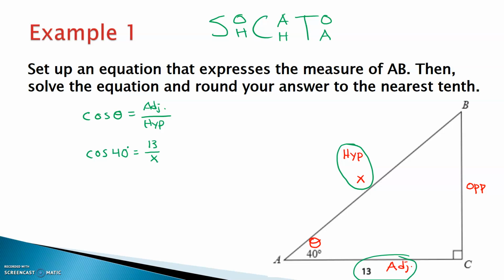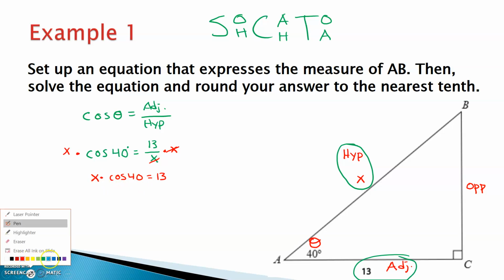So the question is now, how do you solve for x? How do we solve for that missing side here? Well, I have to get rid of that x by multiplying by x. Whatever I do to one side, I do to the other. The reason I did that was so that this x and this x cancel out. I'm going to bring down x times cosine 40 is equal to 13. But that cosine 40, you have to treat as a whole number. You cannot separate that.